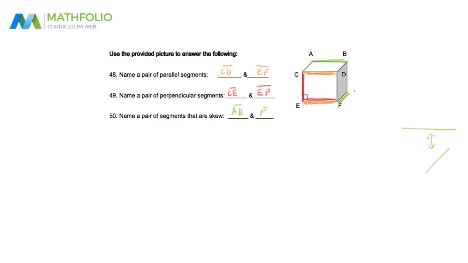What is that supposed to be? A, B, C, D, E, F. Maybe we could call it G. There isn't a G, so really we should choose another one. So instead of FG, why don't we just choose this one here? We could choose CE, because same again, it's not parallel and they're not on the same plane.